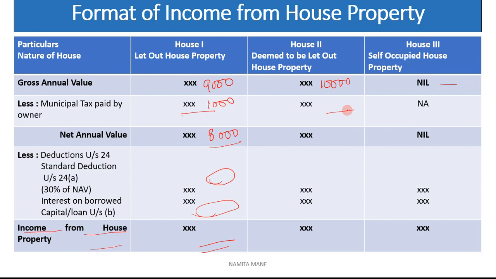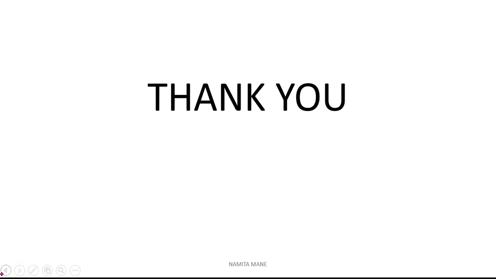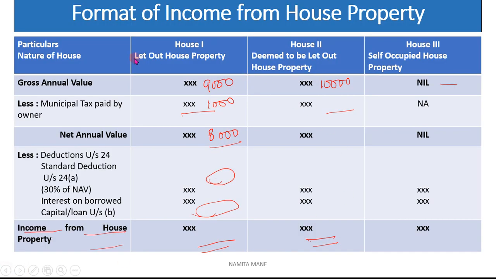If there is any municipal tax paid, reduce it, and then the amount will be the income from house property. And for self-occupied property, the gross value is nil, hence there will be nil for net annual value also, and whatever the final amount is there, it will be considered as income from house property. Clear? So in this way you have to prepare or compute the income from house property.